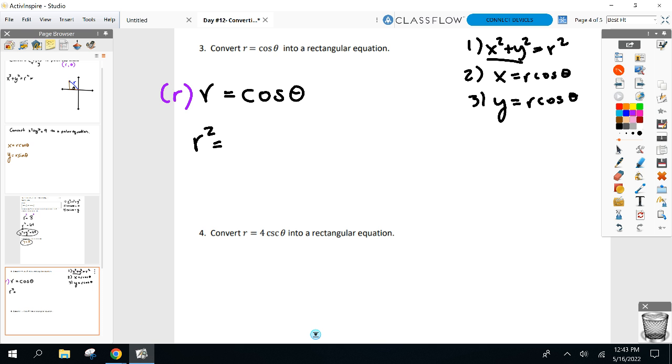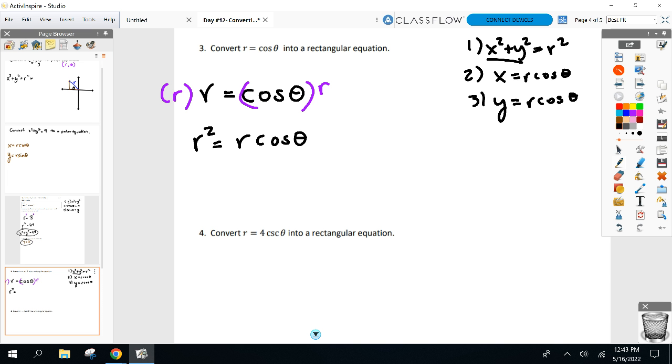Blind squirrels find acorns once in a while. And what happens if you multiply by R there? R cosine. Just before you substitute in, what is it? R cosine. You got something to plug in on the left? R squared for R squared? You got something to plug in on the right for R cosine theta?